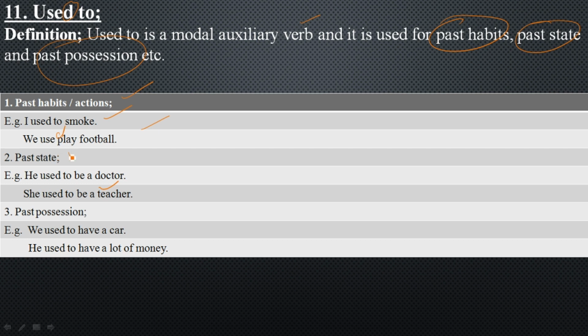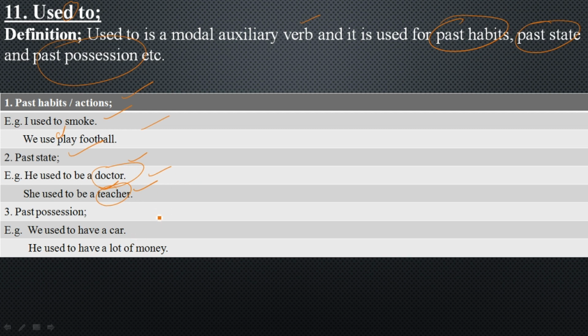Next we have got past state. In past state, suppose I say, "He used to be a doctor." State means status. Now he has left this profession. Maybe he is aged or he has left this state. And "She used to be a teacher." Now she has left teaching and she is busy in another activity, etc.